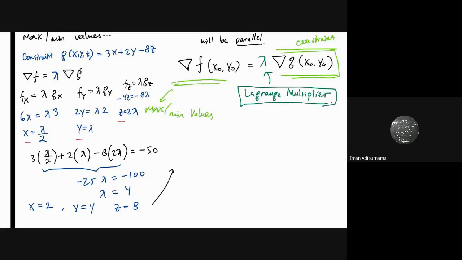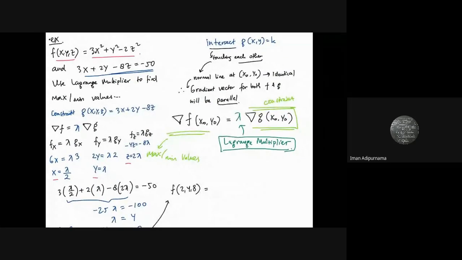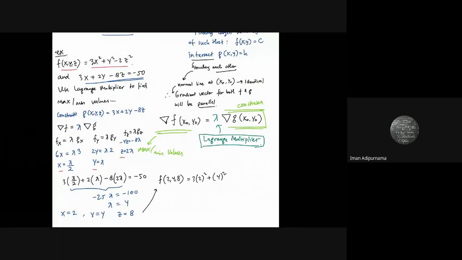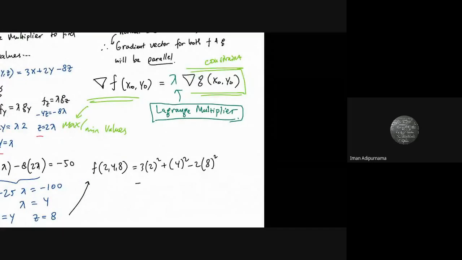And check the point. So at f of 2, 4, 8, if you plug into the function, so 3, this will result in negative 100, right? And from here, we can actually say that this is the minimum value that we get.